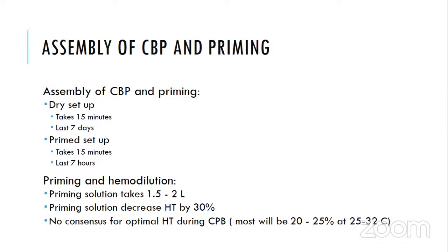Priming solution takes around 1.5 to 2 liters of fluid. Priming solution decreases hematocrit by 30%. There is no consensus for optimal hematocrit during bypass, but most will be around 20 to 25 at a temperature from 25 to 32 Celsius.